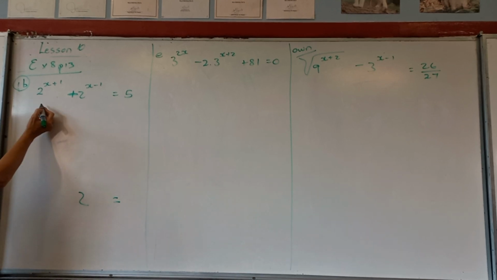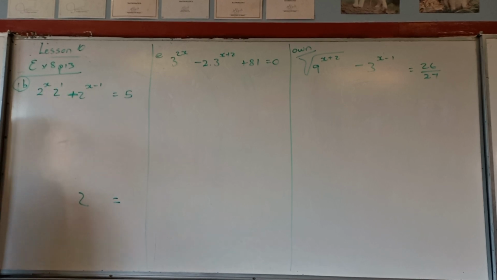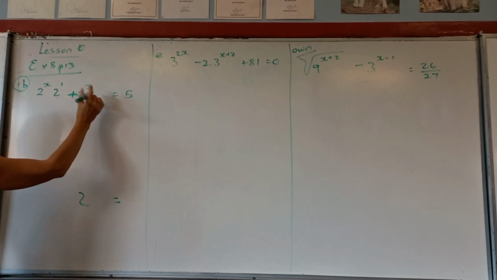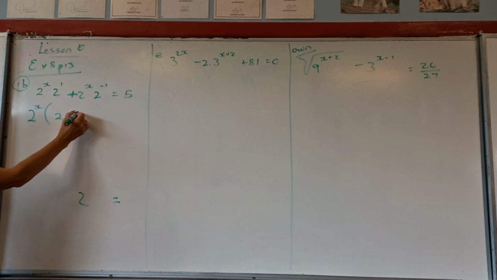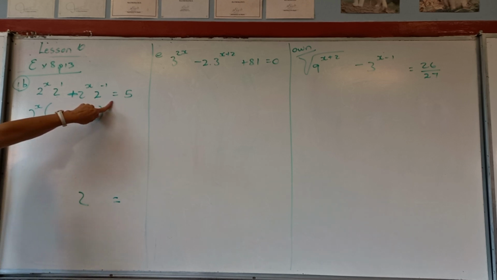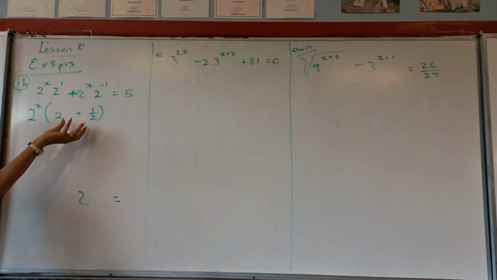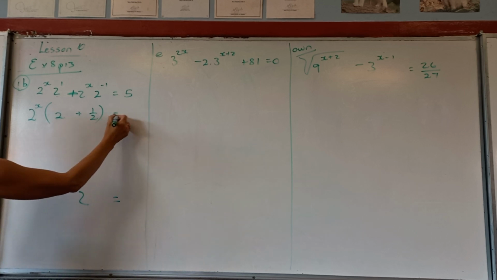Alright, so I take out the common factor. Do you have to write that step that says 2 to the x times 2 to the 1? No. Or can you just immediately go to factorization? Alright. And then this is 2 to the negative 1. So we take out the common 2 to the x, and what's left? 2 plus 2 to the negative 1, which is a half. I'm going to go to normal numbers now, equal to 5.